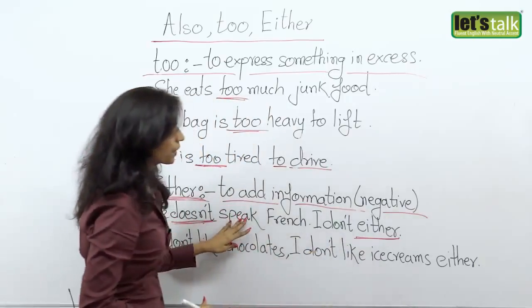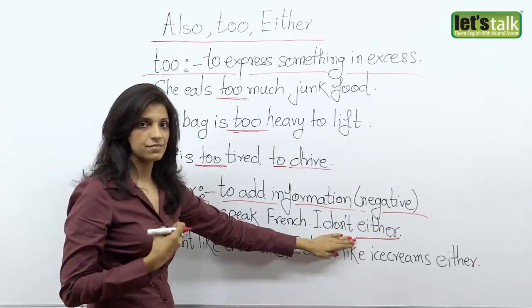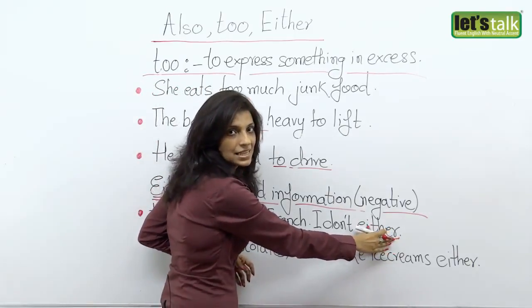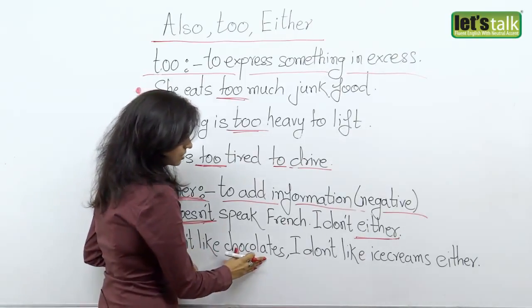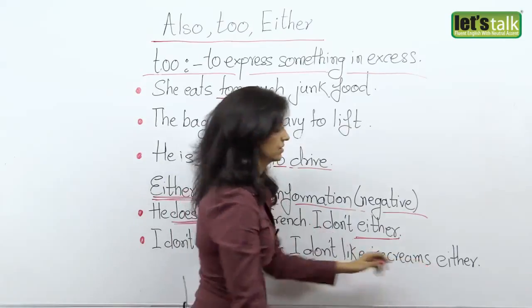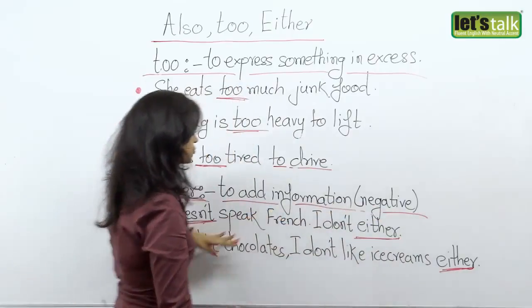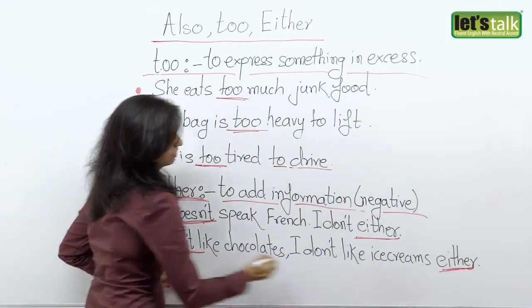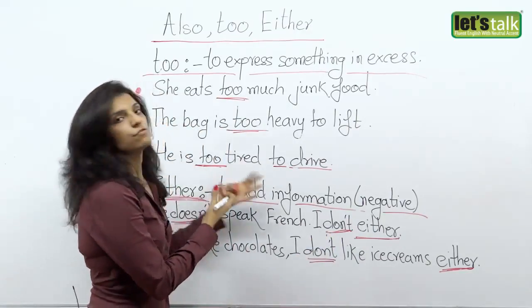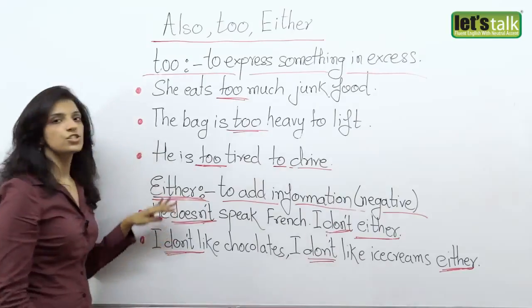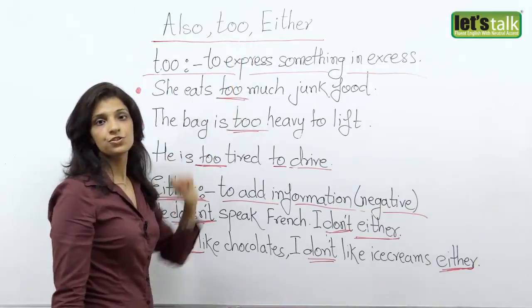Now please remember, when you use either to agree to something or to add information in a negative sentence, it always comes at the end of the sentence. Okay? In my next example, I don't like chocolates. I don't like ice creams either. So here, at the end of the sentence, you are adding extra information, but in a negative sentence. So when you want to add information in a negative sentence, always use either. In the case of positive sentences, you use also and too.